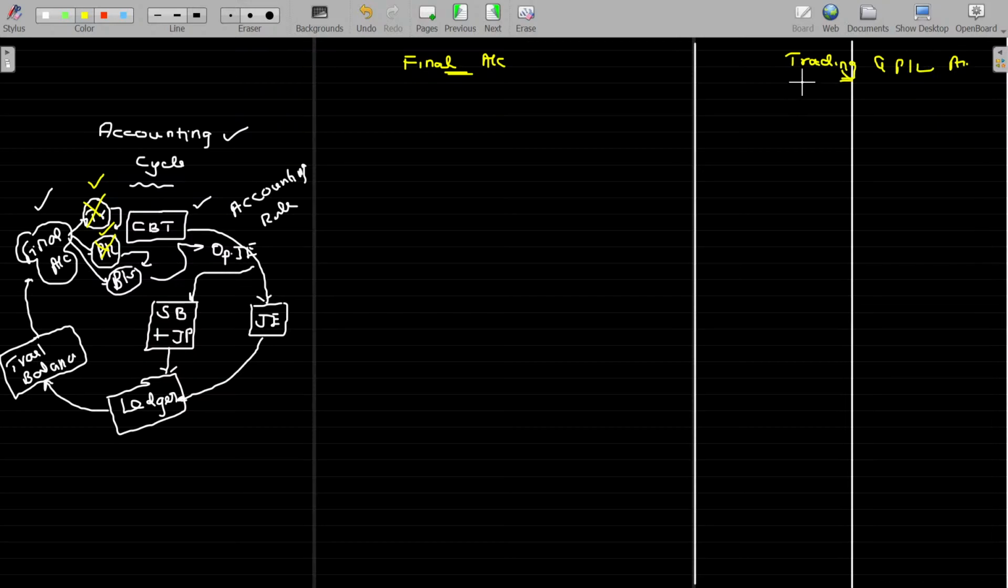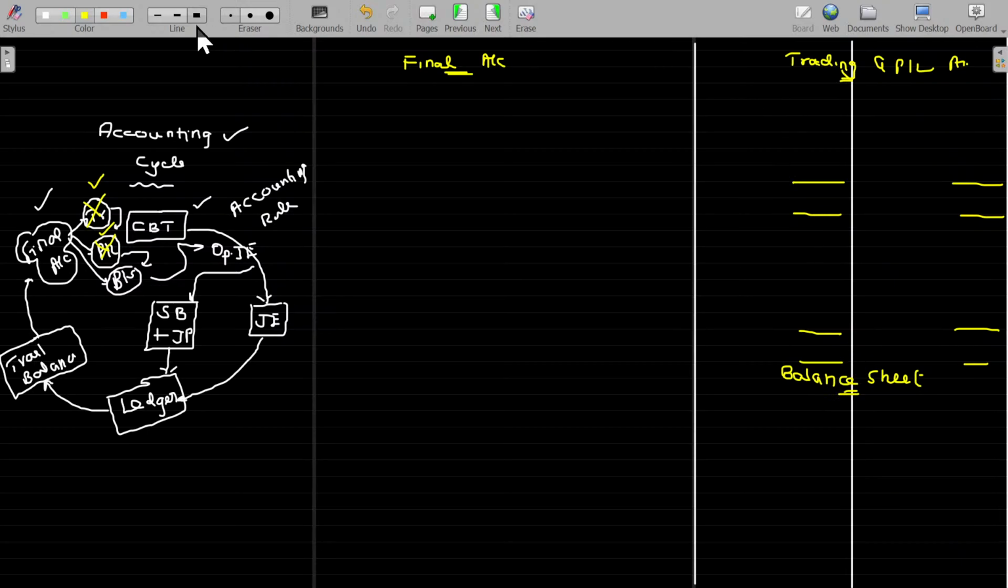While naming may be common, but we prepare the trading account separately as well as profit and loss account separately. Okay, the first block in the trading and P&L account represents the trading account. Second block represents the profit and loss account. And then we will prepare the balance sheet. Balance sheet as on that date.